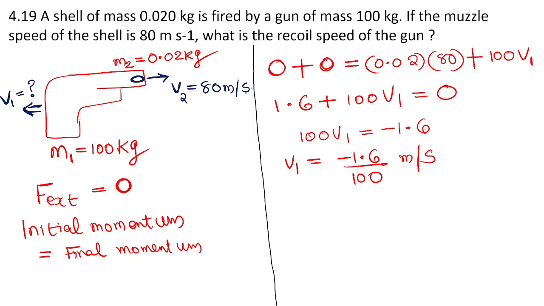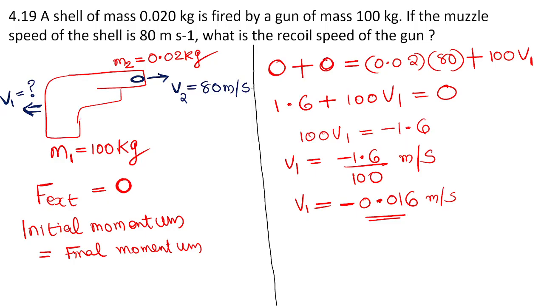Because other velocity is in meter per second, so this one is also in meter per second. Doing the division, you will get minus 0.016. You can check. Minus 0.016 meter per second. Recoil velocity is negative. Negative sign indicates that the gun is moving backward as a reaction.